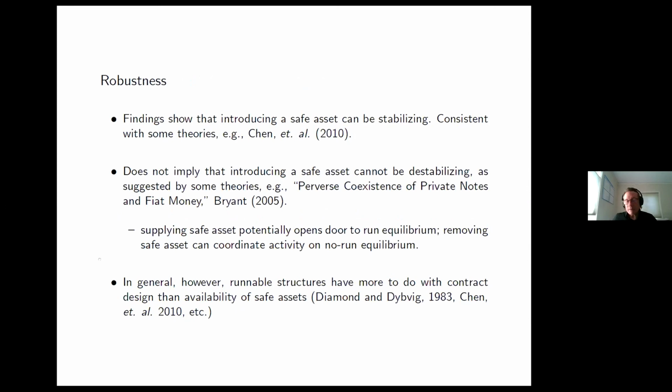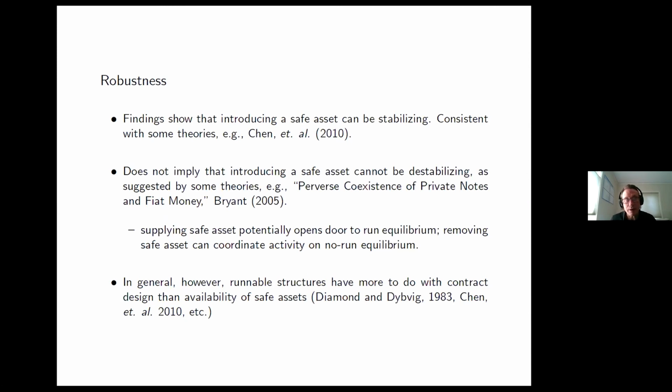Now, by way of comment, one could think about the robustness of this finding. What the findings show is that introducing a safe asset can be stabilizing. And this is, furthermore, consistent with a class of theories, in particular, the class of theories highlighted by the authors themselves, Chen et al., who use these global game approaches to banking and financial stability. But I think we should keep in mind that the results do not necessarily imply that introducing a safe asset cannot be destabilizing, or that it cannot be destabilizing in all circumstances. And certainly this is suggested by some theories.